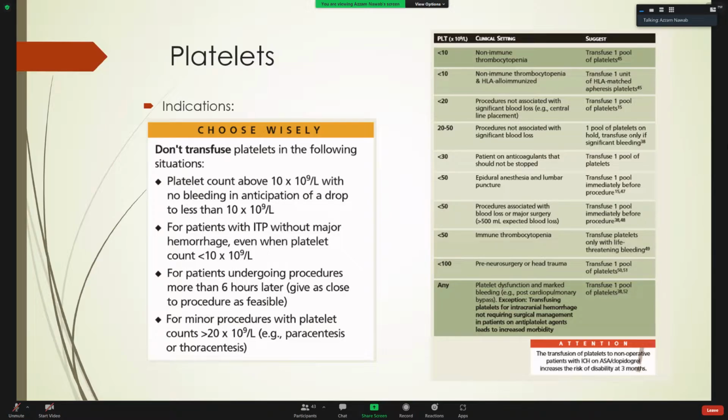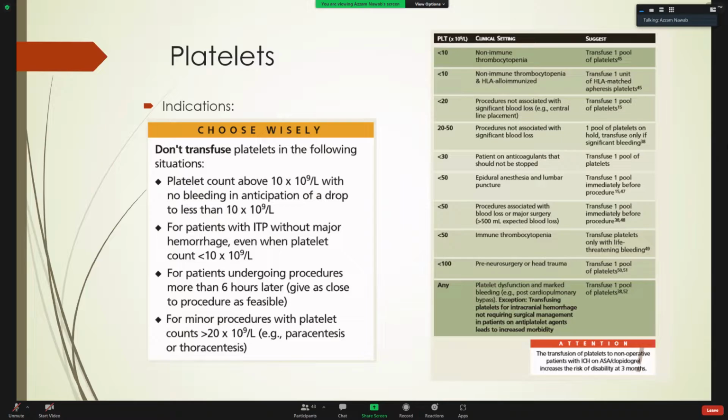For a patient undergoing a procedure more than 6 hours later, give as close to the procedure as possible. For a minor procedure with platelet count more than 200, no transfusion. If it was less than 100 pre-surgery or head trauma, we transfuse one pool of platelets.